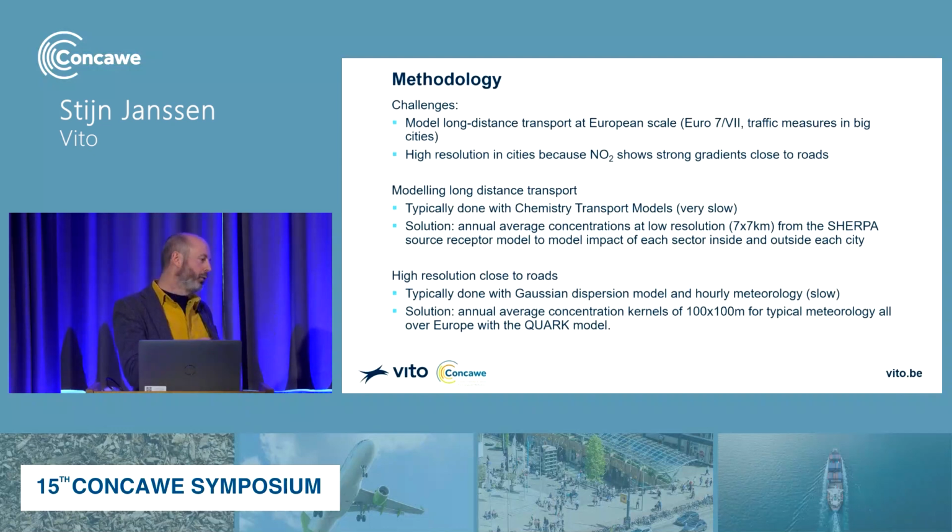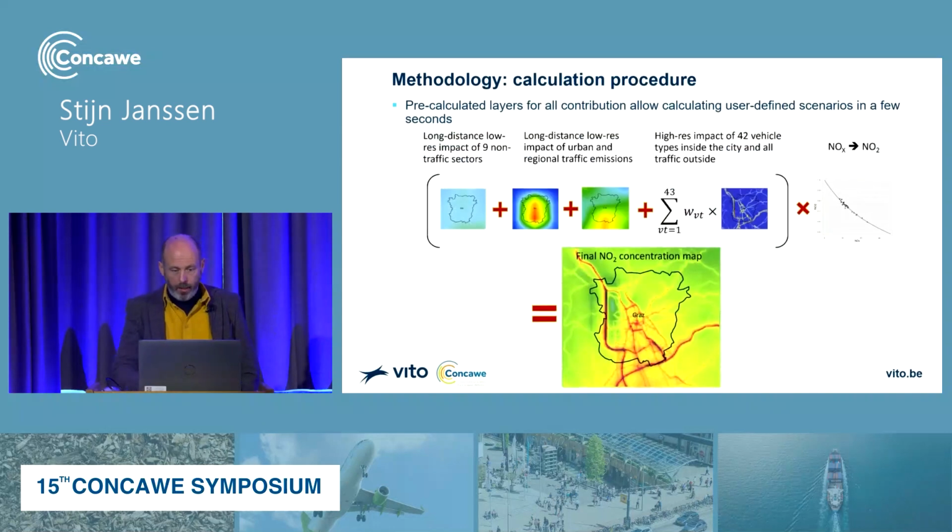resolutions. Therefore, typically we use Gaussian plume models, but also in this context, these are too slow, especially if you want to do it at a European level. So we developed, a bit along the same lines as Sherpa did to mimic the behavior of a chemistry transport model, a quark model, which is also a meta model or a kernel model, to mimic the physics in the Gaussian dispersion process or in the local dispersion process. And this gives us annual average concentration levels at a resolution of 100 meters, for the whole of Europe.